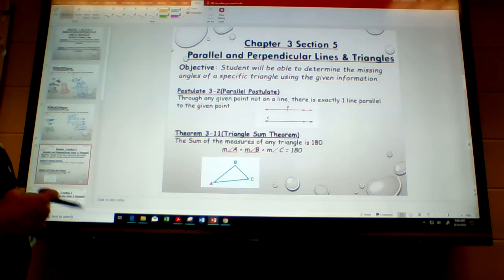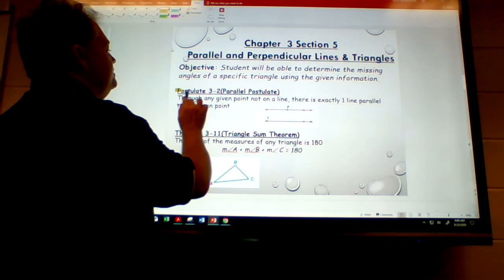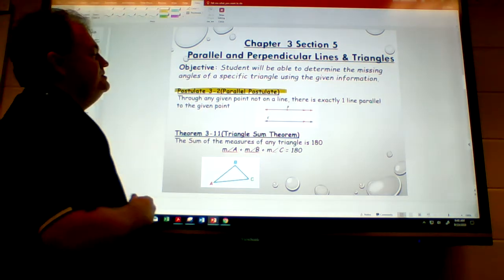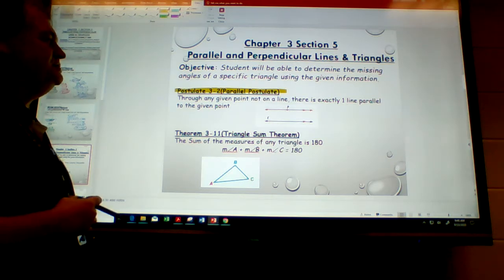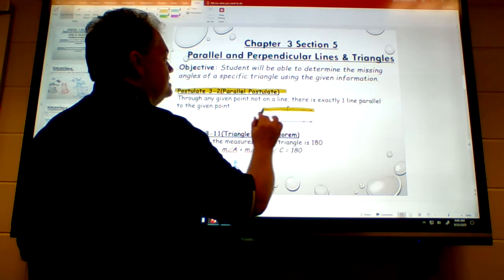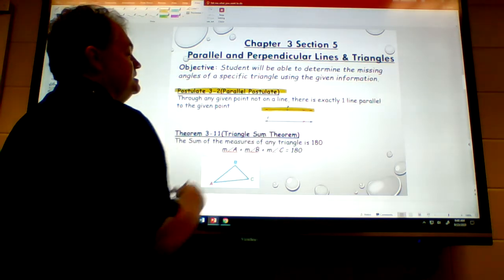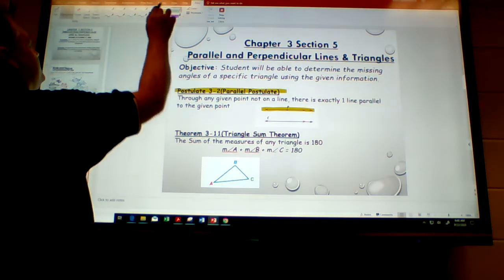Now, in section 3.5, you can read the objective and you can read the standards and all that stuff, but postulate 3.2, the parallel postulate, says to any given point not on a line, there is exactly one line parallel to the given line. So, right there is the parallel line, and this is the original line L right there, which leads us to the triangle sum theorem.